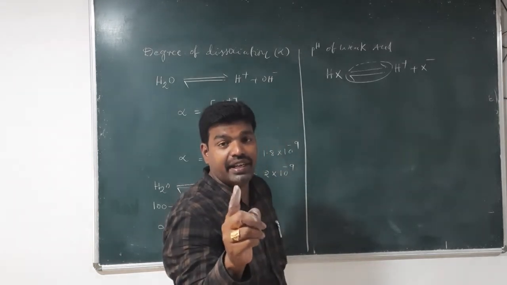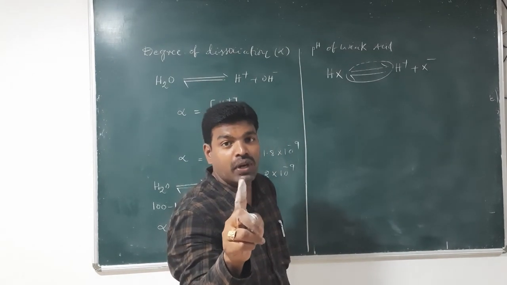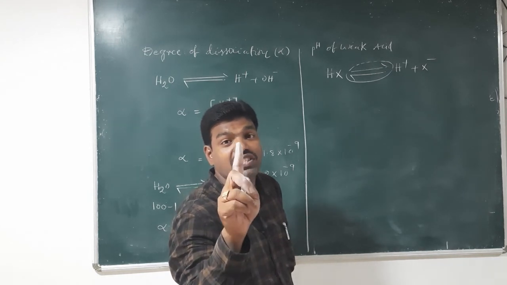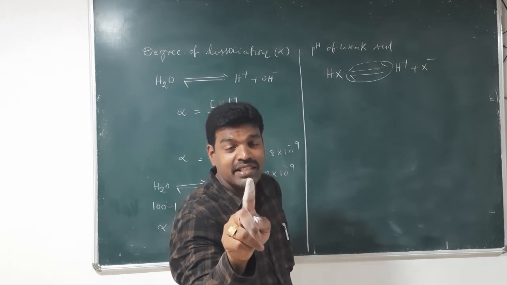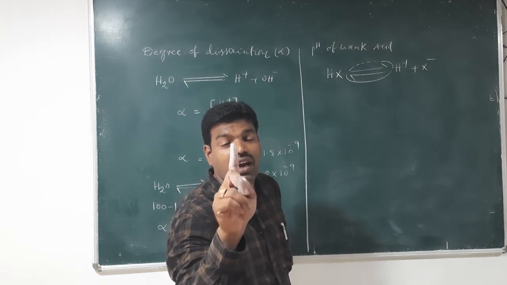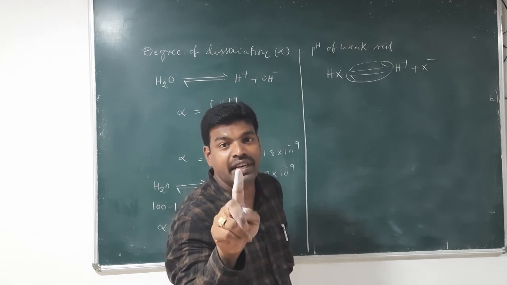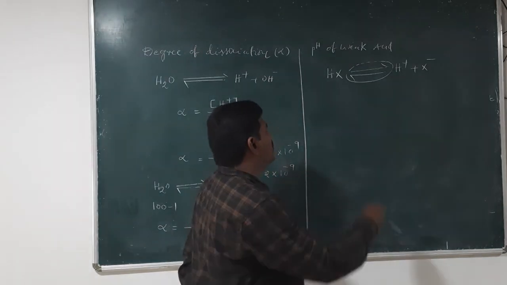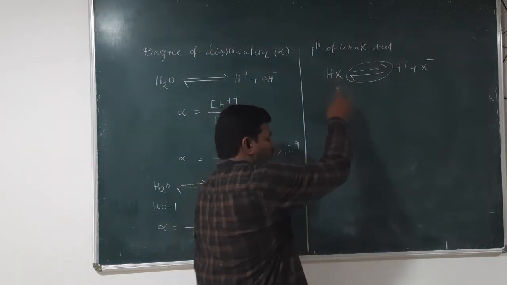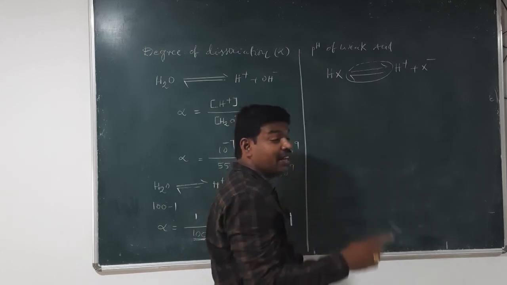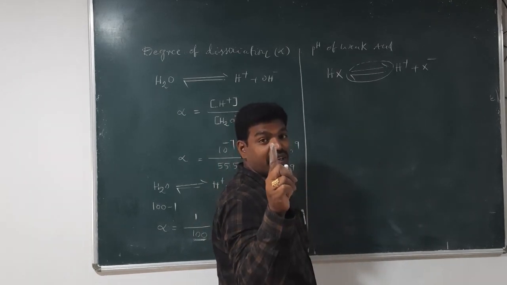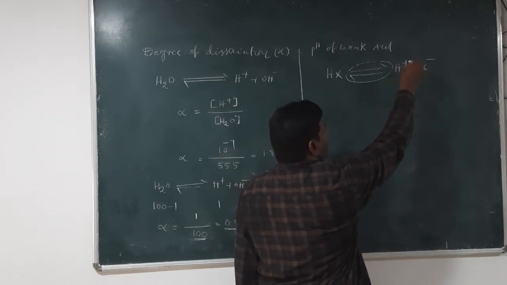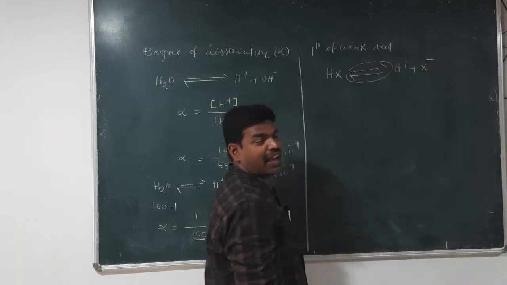Whenever we write a double headed arrow, that indicates partial dissociation. That means the compound does not undergo complete ionization or dissociation. So here HX undergoes partial dissociation, and gives H plus ion and X minus ion.